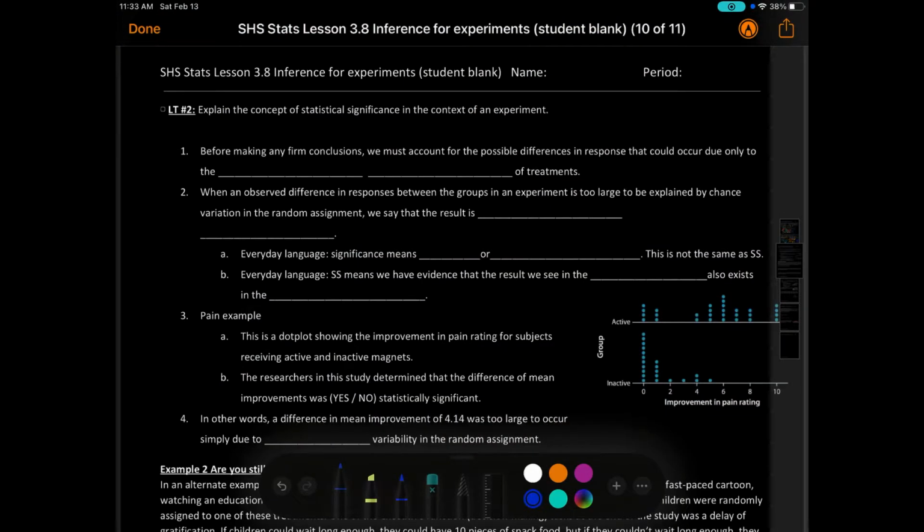All right, on page 2, we're going to explain the concept of statistical significance in the context of an experiment. Number 1, before making any firm conclusions, we must account for possible differences in responses that can occur due only to the random assignment.